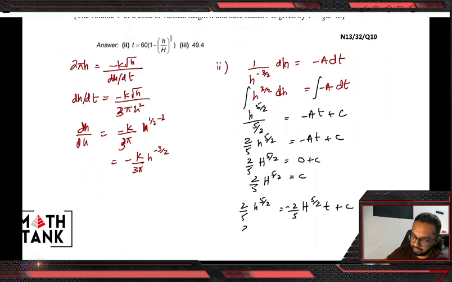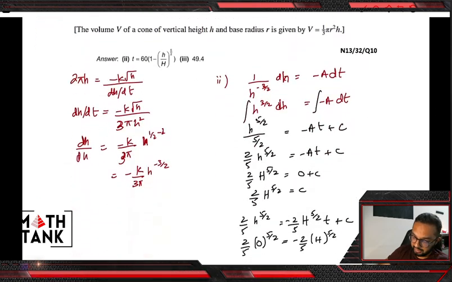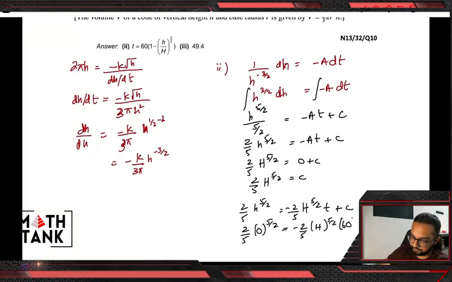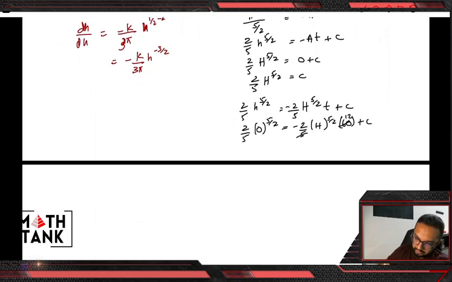So the tank becomes empty, which means that this height goes down to 0. That height was the initial height, so that remains as it is. And t was 60. I'm going to say that 60 appears here. 24. So c is basically minus 24 h power 5 over 2. Positive, in fact. I will move it to the other side and it becomes positive.